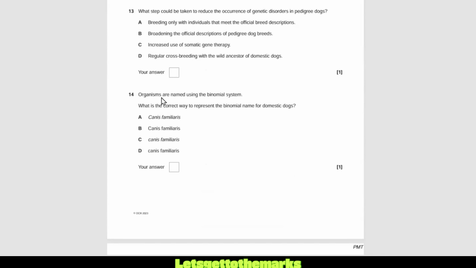Okay, let's have a look at number 13. Which step could be taken to reduce the occurrence of genetic disorders in pedigree dogs? Breeding only with individuals that meet official breed descriptions. So that's kind of like inbreeding because that's a limited amount of variety.